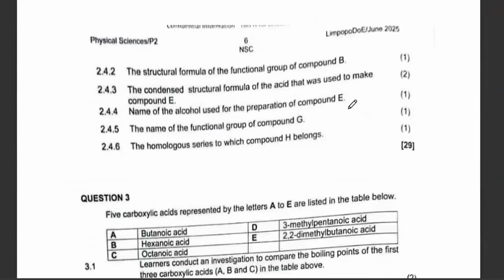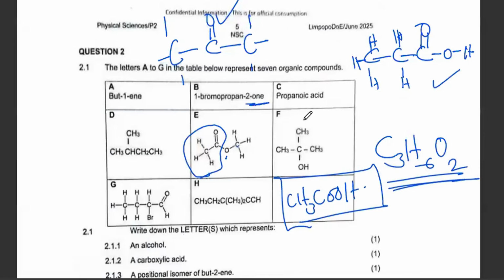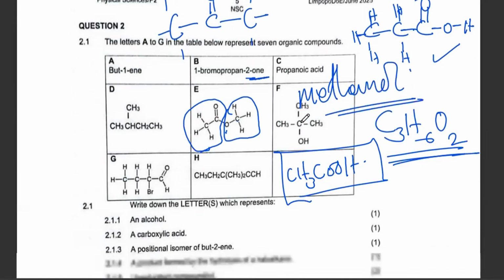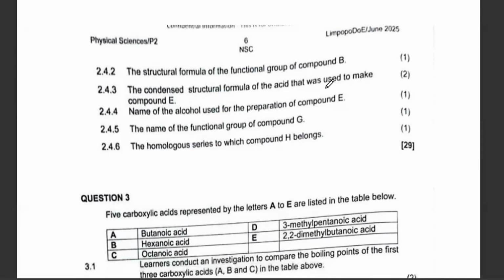Then they are saying, name the alcohol used for preparation of compound E. Since this is the alcohol, then that alcohol is methanol. Yes, it's one carbon atom, methanol. So it means that this is methanol.